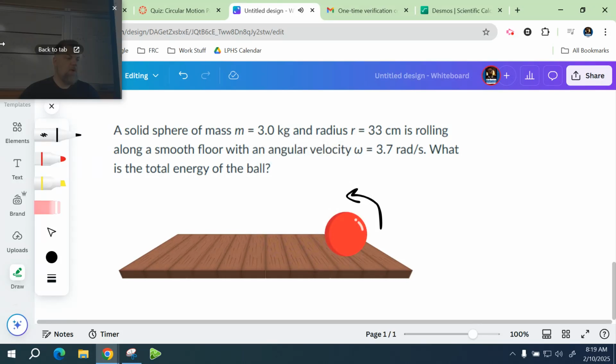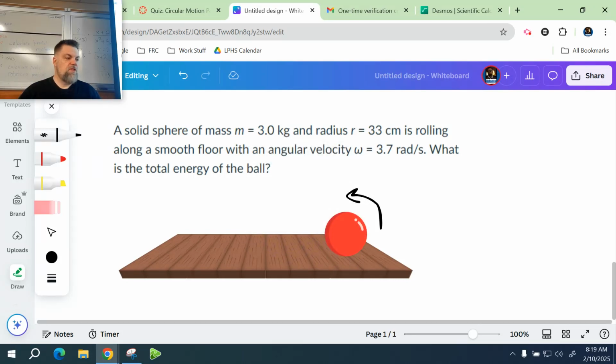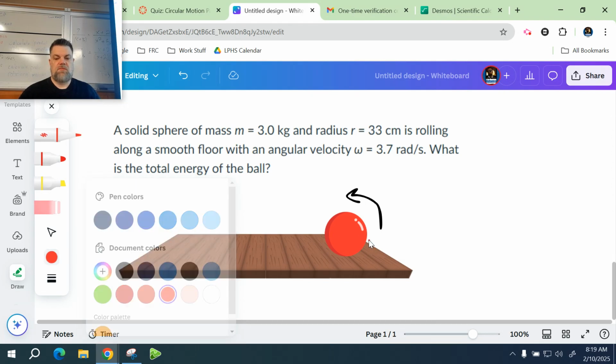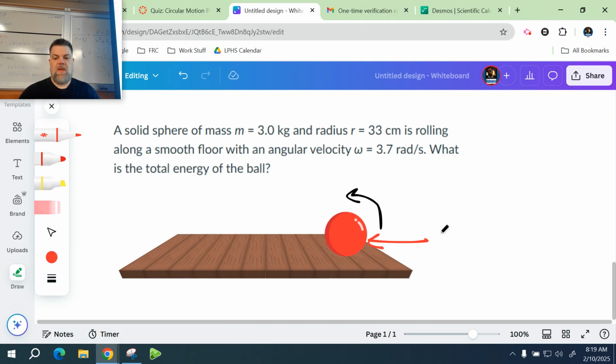All right, so for problem number 1, it says a solid sphere that is 3 kilograms, so let's label that. It has a mass, and we'll just call it the mass of the sphere, equal to 3.0 kilograms.